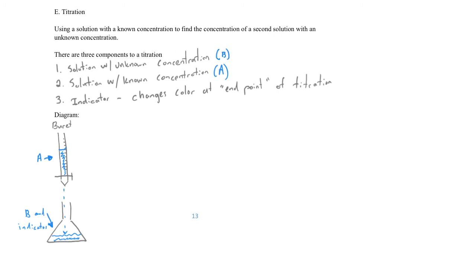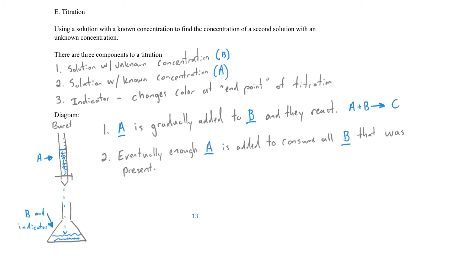Now, how the titration works is we gradually add our known to the unknown, and at some point we reach an endpoint, and at the endpoint, the indicator changes color. Let me walk you through how that actually works. First, A, our known, is gradually added to B in that Erlenmeyer flask. Now, A and B react together, and because they react together, that small amount of A that I added is no longer there, neither is a small amount of B. They've reacted together and go away as something else, say C. Now, eventually, enough of A is added to consume all of the B that was present.